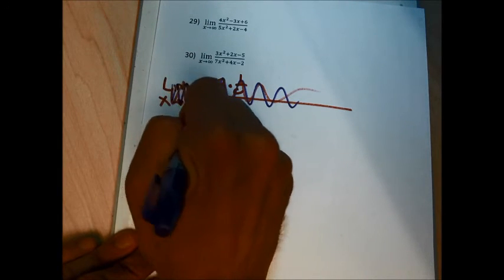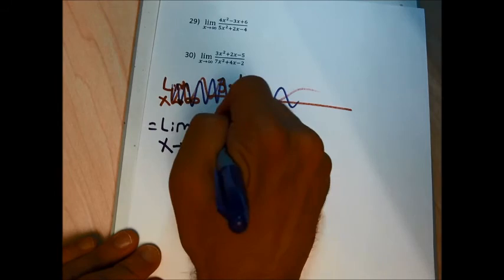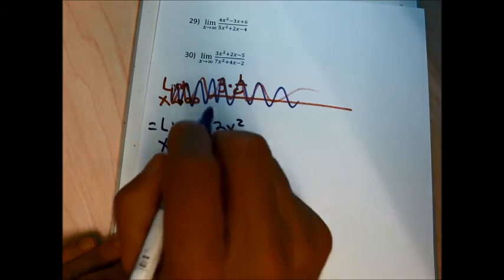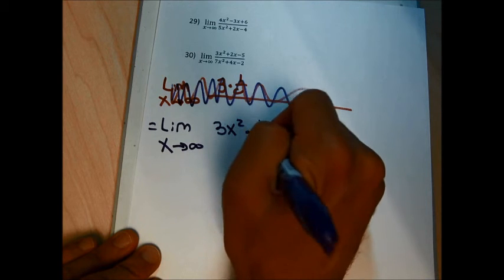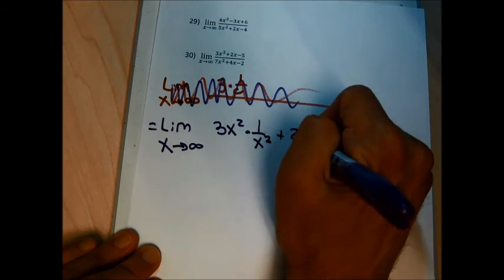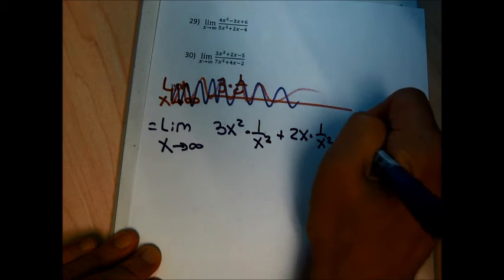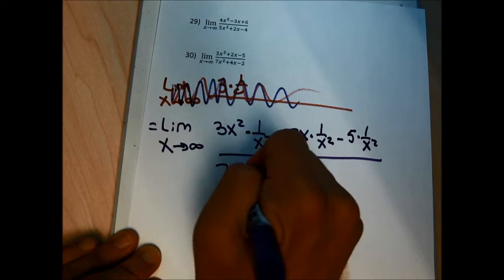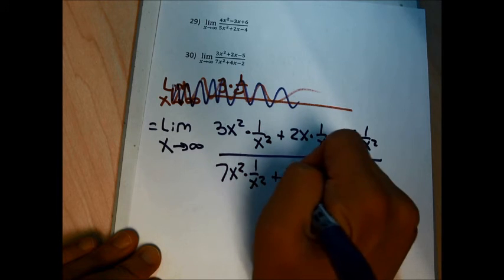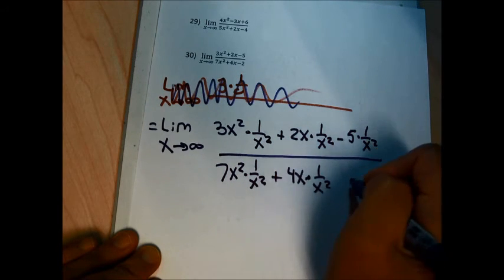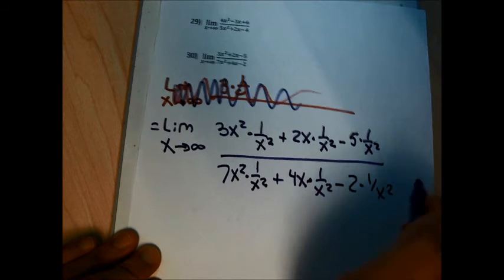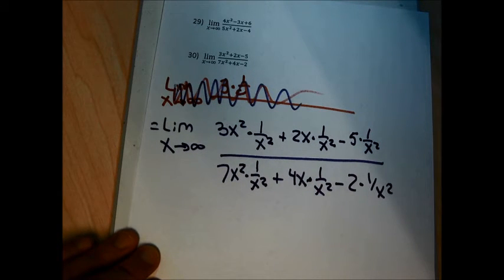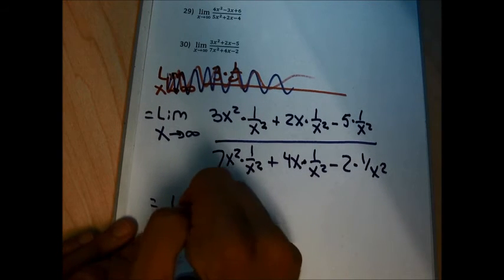I was writing down the simplified version of this. So I'm going to start off doing this as the limit as x goes to infinity of 3x squared, since x squared is the highest power of x that occurs, times 1 over x squared, plus 2x times 1 over x squared, minus 5 times 1 over x squared, divided by 7x squared times 1 over x squared plus 4x times 1 over x squared minus 2 times 1 over x squared. So I multiplied everything by 1 over x squared because x squared was the highest power of x that occurred anywhere.